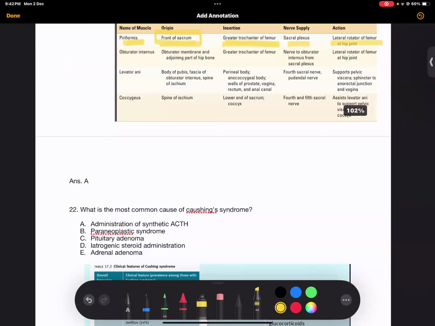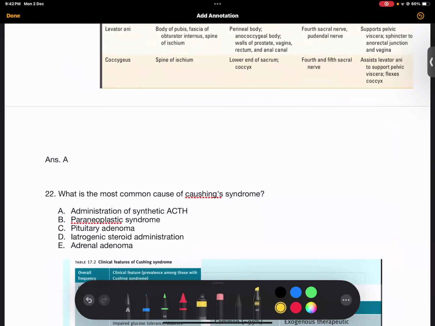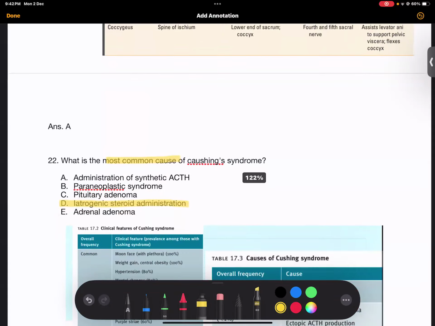Okay. So, what is the most common cause of Cushing syndrome? Either it is administration of synthetic ACTH, paraneoplastic syndrome, pituitary adenoma, iatrogenic steroid administration, or adrenal adenoma. So what is actually the most common cause of Cushing syndrome? D, yes, iatrogenic. So basically, iatrogenic steroid administration is the most common cause of Cushing syndrome.